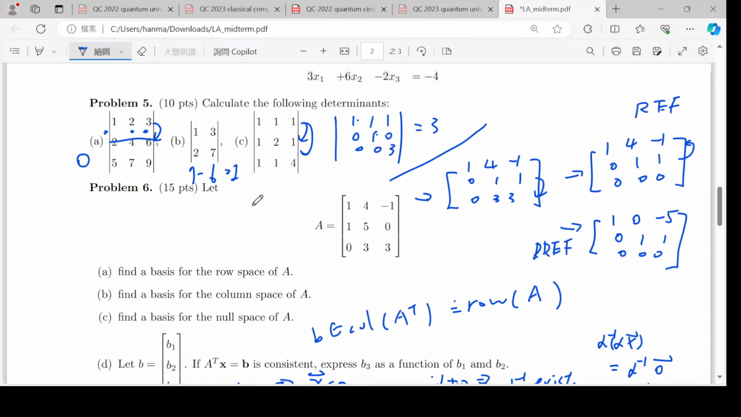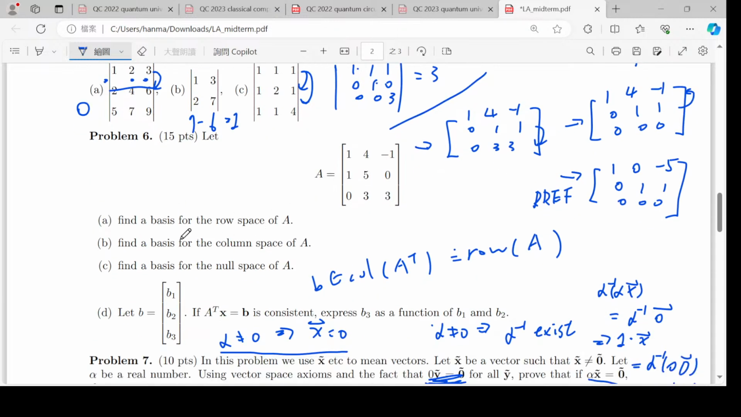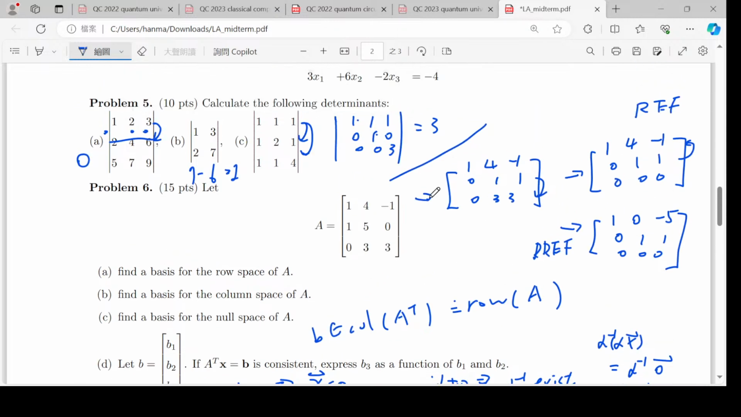Okay, so the first one is you want to find the basis for the row space. We remember that when we do those row operations, we didn't change the row space. So everything here has the same row space. You can either say those two things are the basis for the row space, or you can say those two things are the basis for the row space.